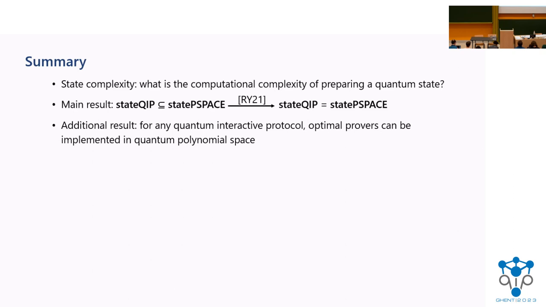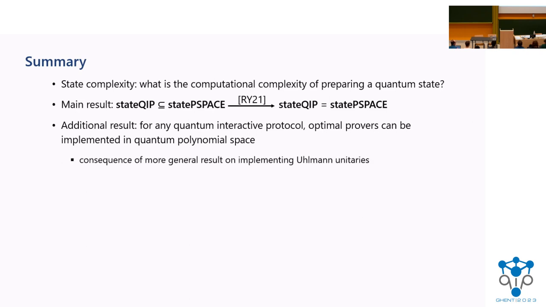We also show one additional result, which I won't have time to describe in detail. If you have any quantum interactive protocol, we only ever make statements about the verifier. We don't care about actually implementing the prover, but you can still ask what is the complexity of actually performing the prover operations. It's not clear that just because the verifier can decide, say, anything in quantum PSPACE, the prover also can be implemented in that same complexity class. But what we show is that if you have any such interactive protocol, then an optimal prover can actually be implemented in quantum polynomial space.